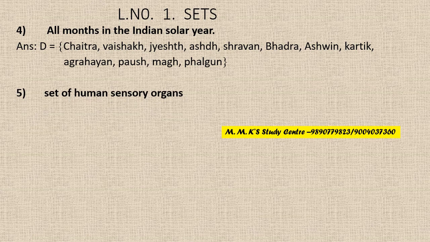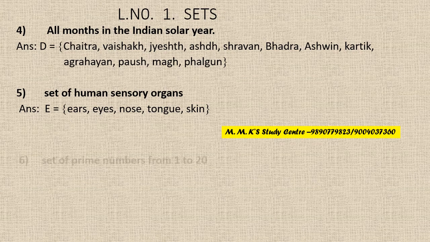Now, example 5, set of human sensory organs. So there are 5 human sensory organs. Yes, children: ears, nose, eyes, then tongue and skin. Let us see our answer. Yes, ears, eyes, nose, tongue and skin. Getting it, children? Now we'll continue with the next example.